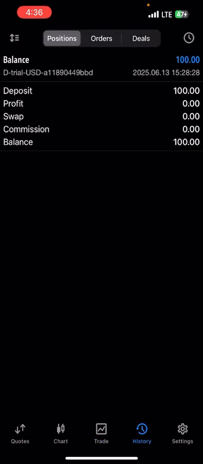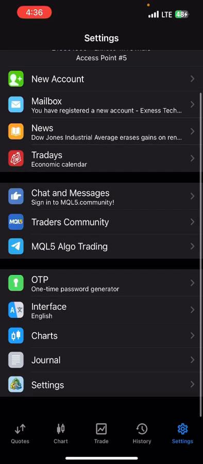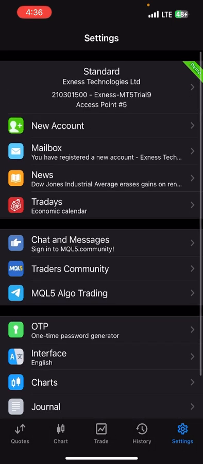The next is your history. You can see that I just created this demo account right now. So this is where you're going to see all your history for the day. If you deposited that day, if you traded that day, you made profits, you made loss, you're literally going to see everything here. And of course settings, this is where you do some settings on your account or add a new account. Okay, so let's go back to the quotes page.